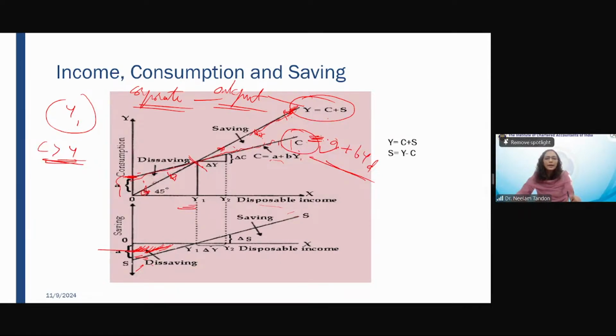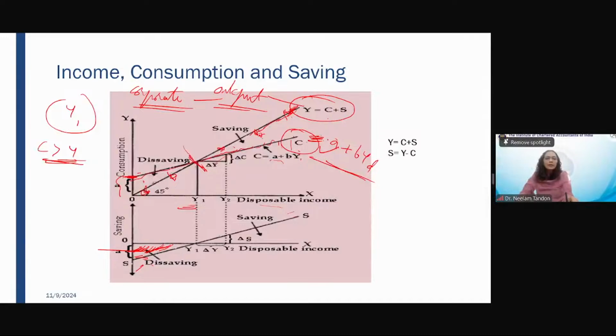नीचे वाला ग्राफ जो है, that is depicting a relationship between savings and disposable income. ऊपर वाला जो पैनल है, that is depicting relationship between consumption and disposable income. Okay. और ऊपर वाले पैनल में आप एक इनकम कर्व भी देख रहे हो. इनकम कर्व इज which is y.